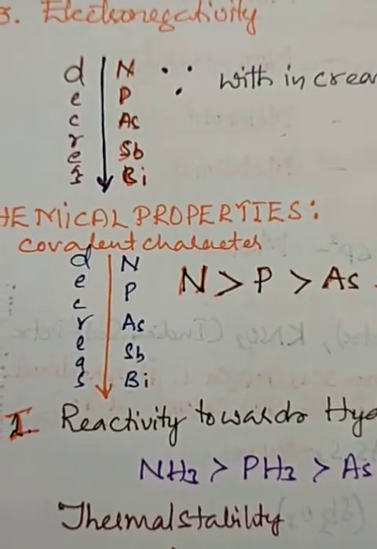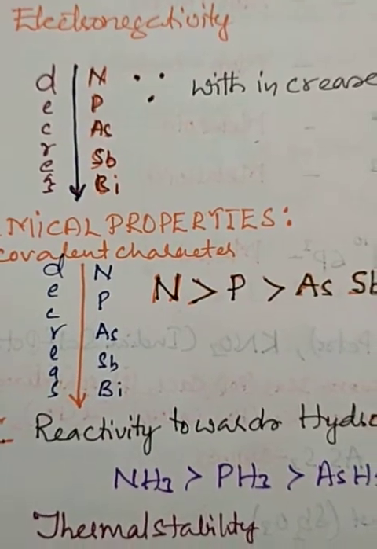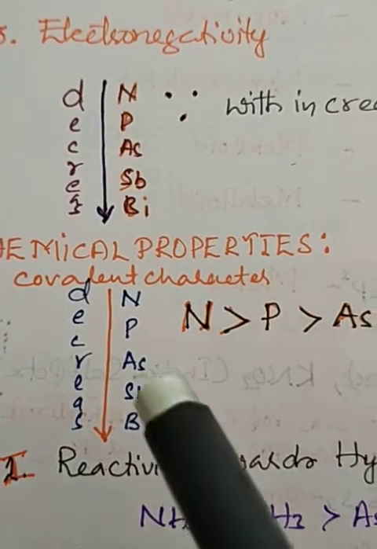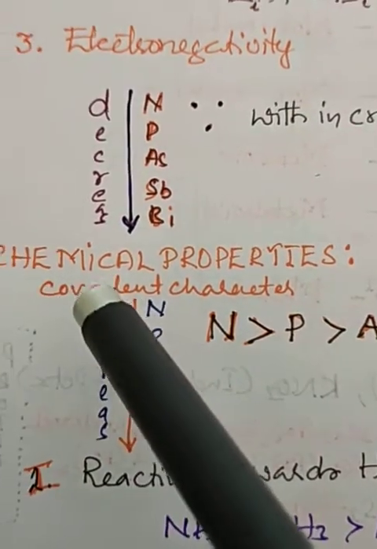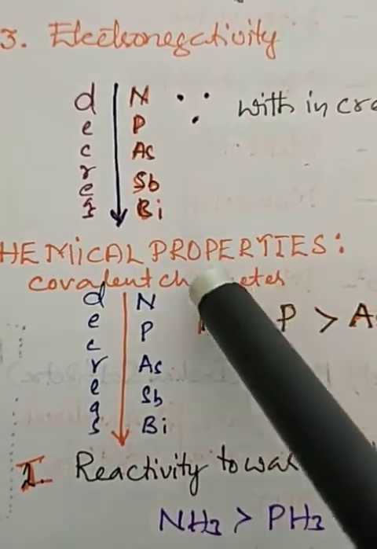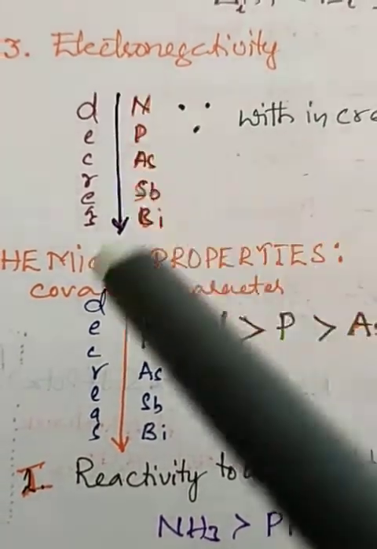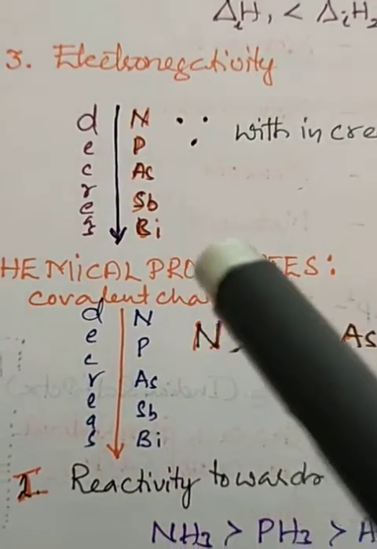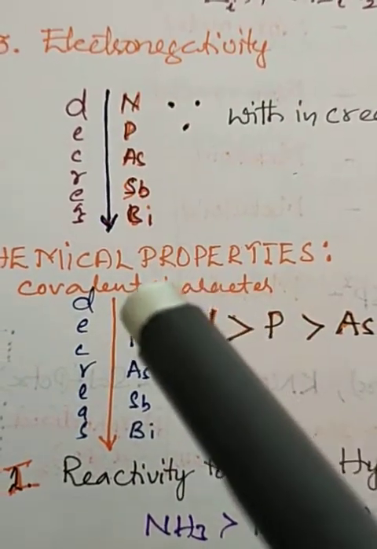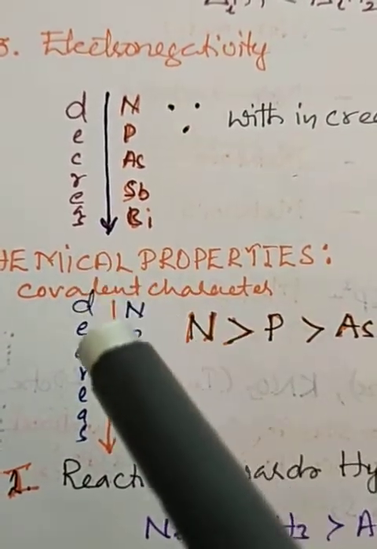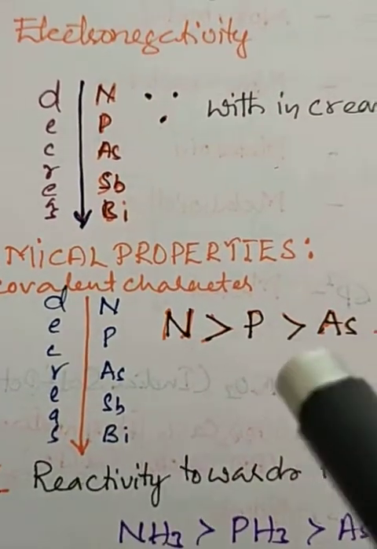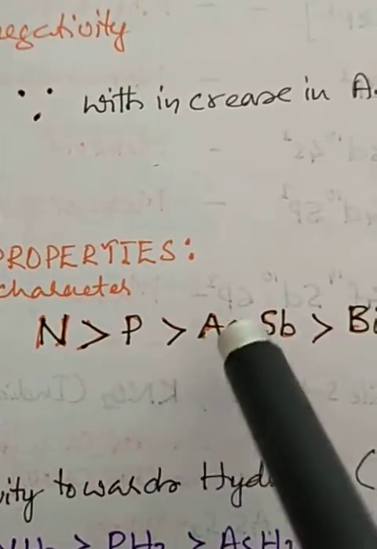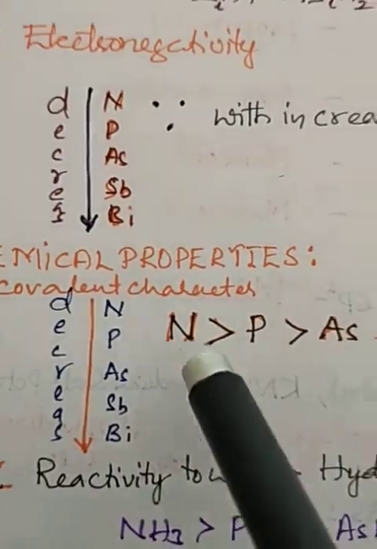When you come to the chemical properties, the elements react with different elements and different chemicals. First, go for the covalent character of the p-block, 15th group elements. Covalent character decreases down the group. Nitrogen has more covalent character than phosphorus, arsenic, antimony, and bismuth.